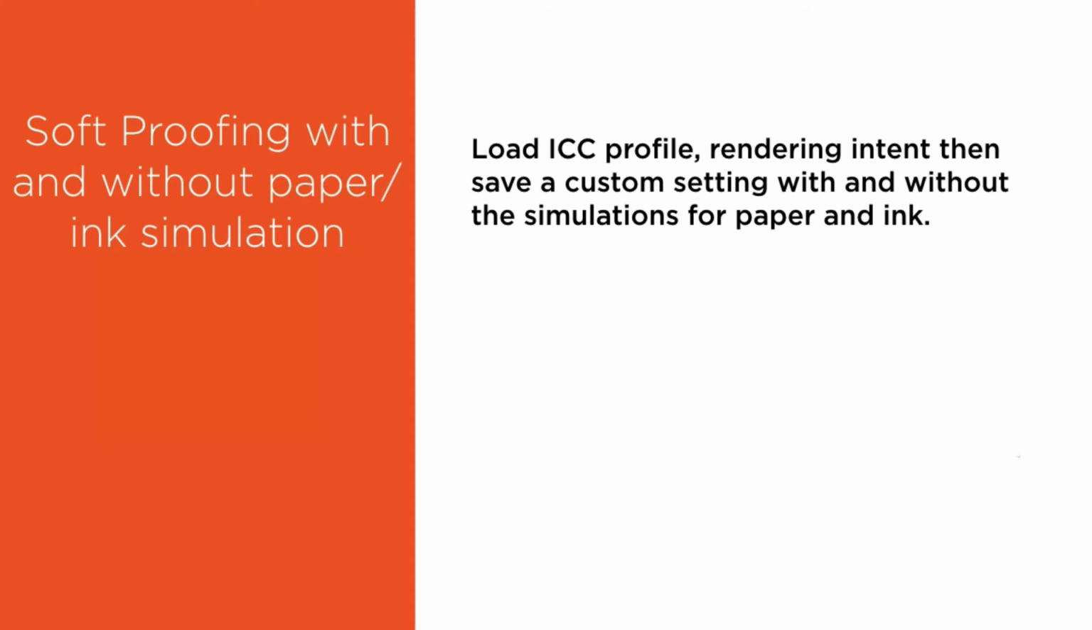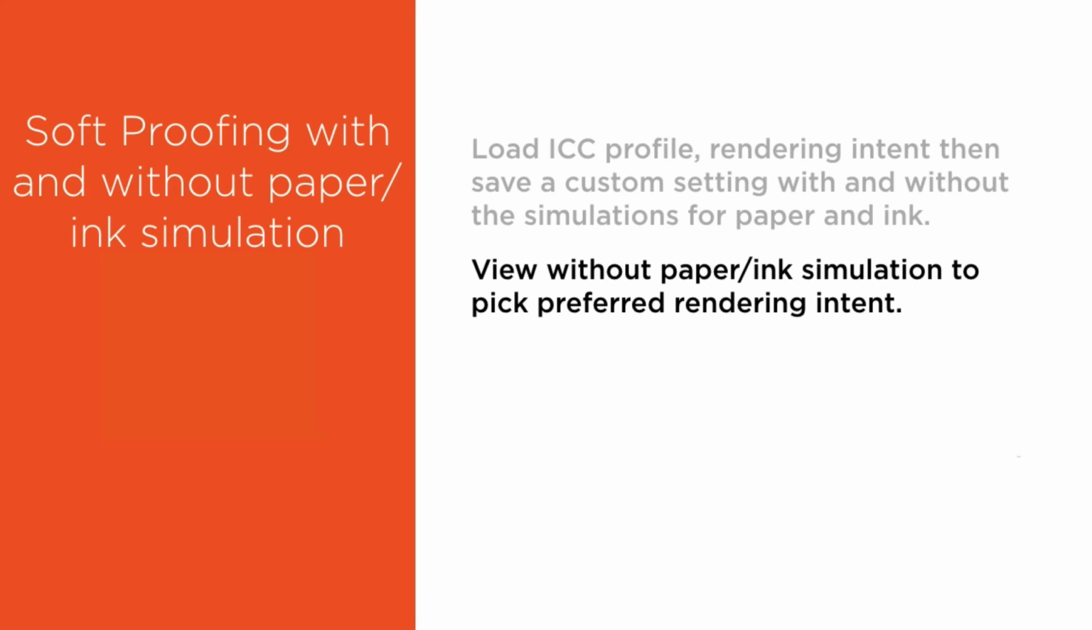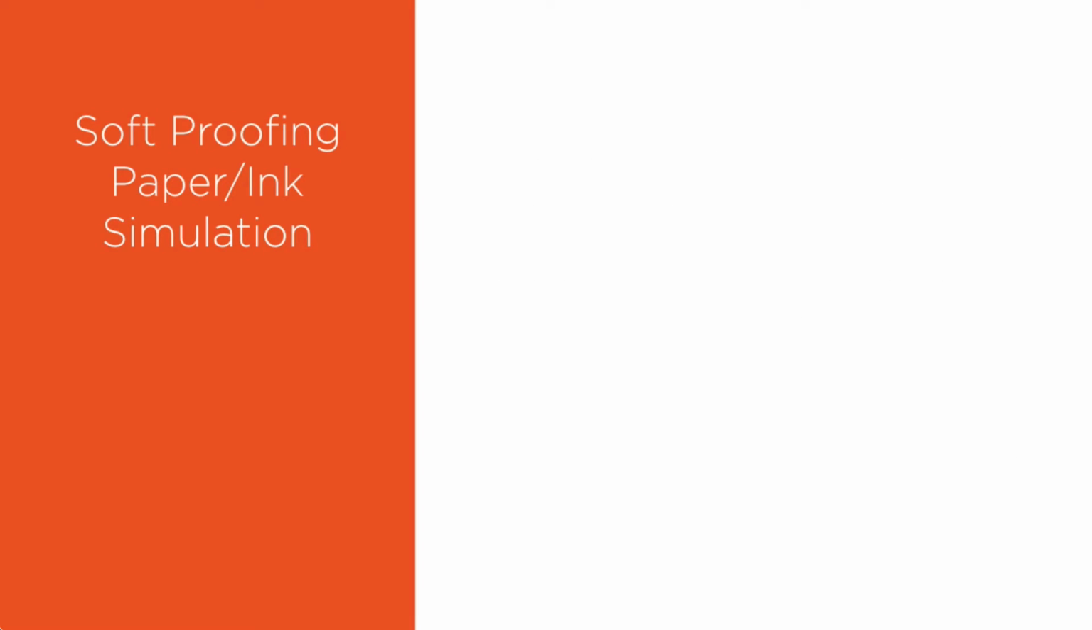So, soft proofing with and without paper simulation. What you want to do is load the ICC profile, decide what rendering intent you want, and then turn the simulation on and off depending on what type of simulation you want. A lot of times if you're editing the image on screen, you're going to want the simulation on. If you're looking at the image and comparing it to the print, you're going to want the simulation on. But if you're trying to decide whether or not you want a particular rendering intent, it might be easier to pick with the simulation off at first and then turn it on.